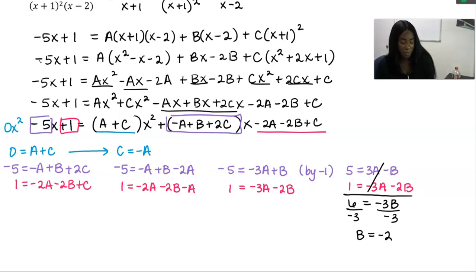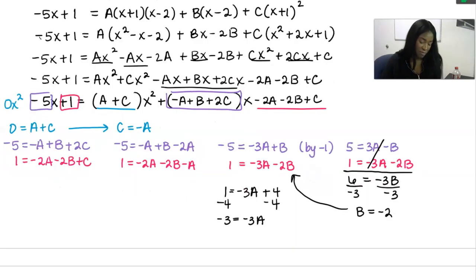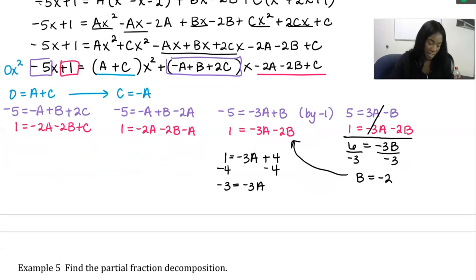If B is negative 2, let's go plug that in right here to find what A is. Negative 2 times negative 2 would be a positive 4. I just plugged in that B. Now I'm going to subtract that 4 over to the other side of the equation to get negative 3 is negative 3A. And then I can divide both sides by negative 3 to see that A is a positive 1. And if A is positive 1, we already knew that C is negative A, so C is a negative 1.